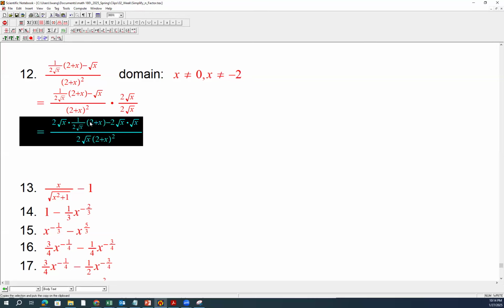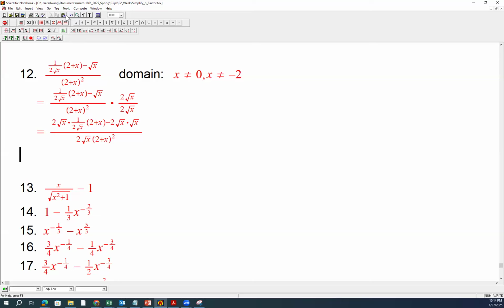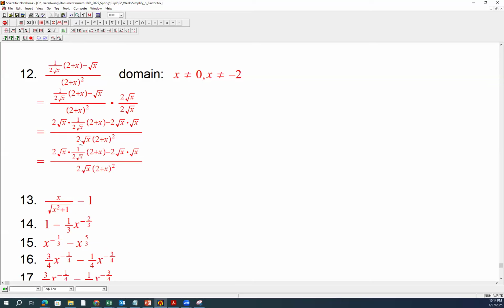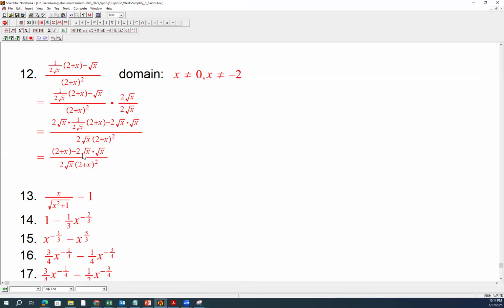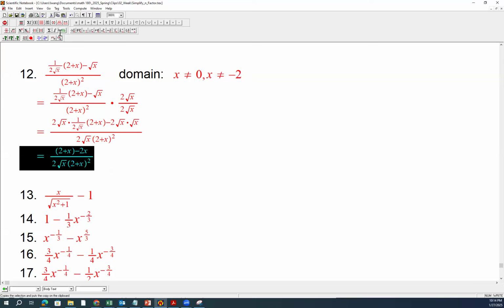It's some very basic algebra, really, guys. That's what you're going to need to do. Simplify, this makes 1. And this is root x times root x, that's x. And we're almost there.